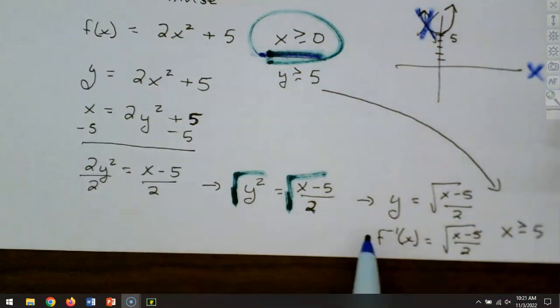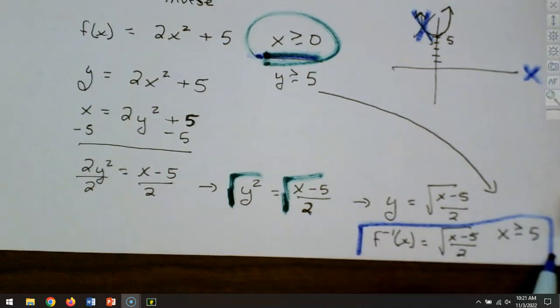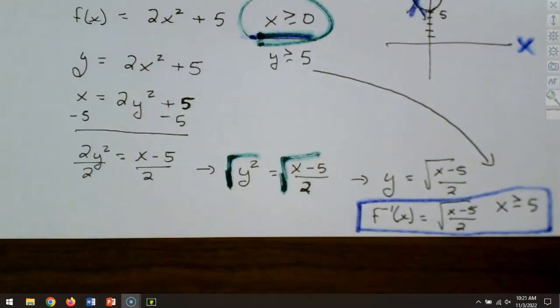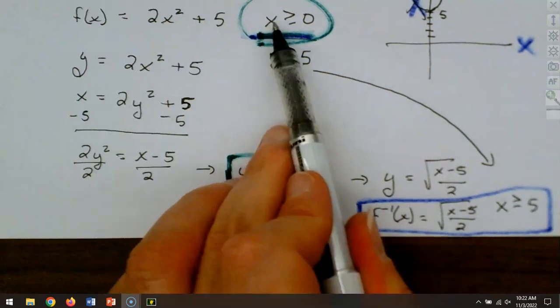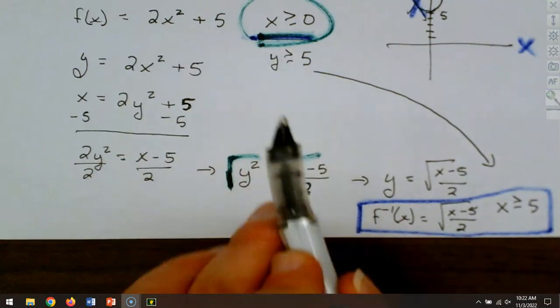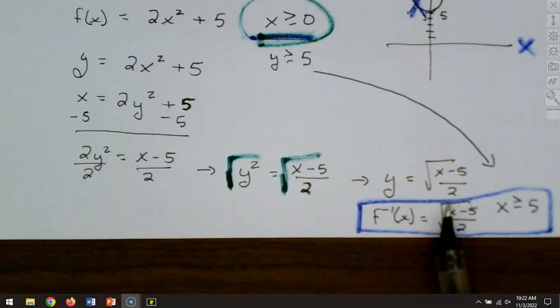So when you have a restriction, you have to be careful, and your domain and your range switch around. So you're given the domain, you have to find the range. Your range, the y part, now becomes the domain. And you can't have x bigger than 5 because that would make this non-existent.